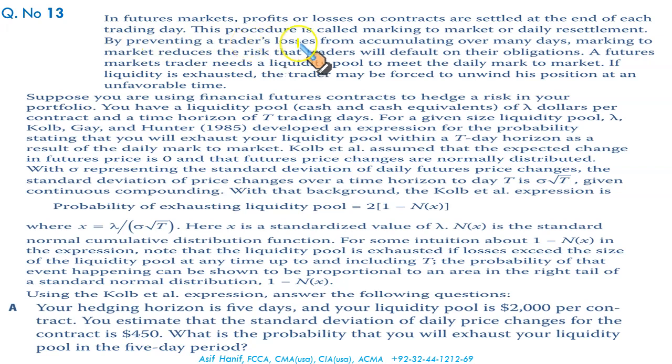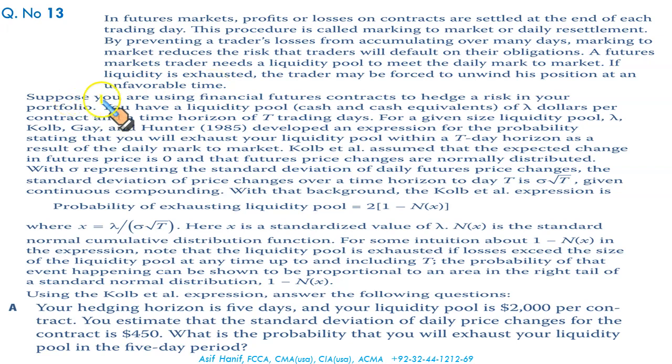By preventing a trader's losses from accumulating over many days, marking to market reduces the risk that traders will default on their obligations. If you have an open position in a futures contract, the losses and gains are settled on a daily basis, so as not to allow you to carry a loss-making position for a longer period. The futures market is highly leveraged, so a trader can't be allowed to carry losses forward. It is settled on a daily basis. A futures market trader needs a liquidity pool to meet the daily mark to market. If liquidity is exhausted, the trader may be forced to unwind his position at an unfavorable time, incurring further losses.